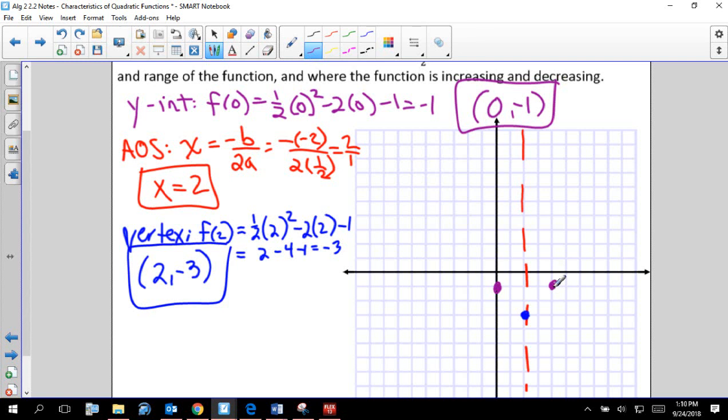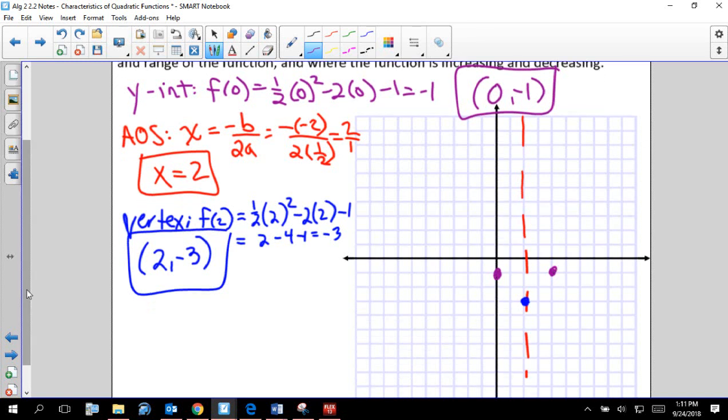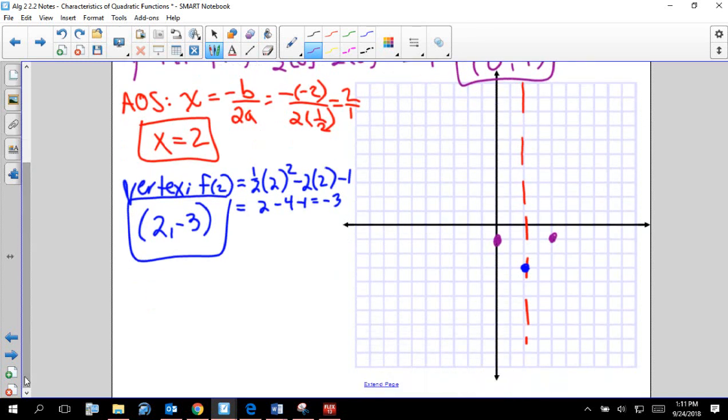So what would be something good to plug in? 5 would work, but you know what? I'm not going to plug in 5, because I'm just thinking ahead. If I plug in 5, I'm going to end up having to multiply 1/2 times 25. You can totally plug in 5, but if I can avoid fractions, I'm going to avoid them. So I'm going to plug in 6.